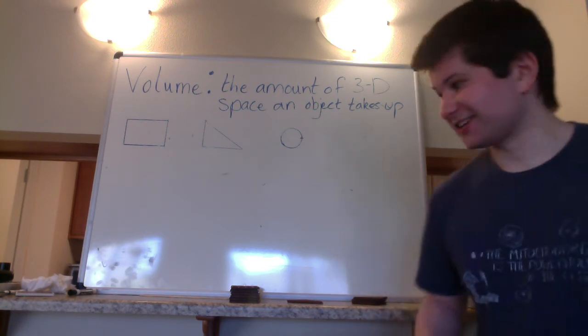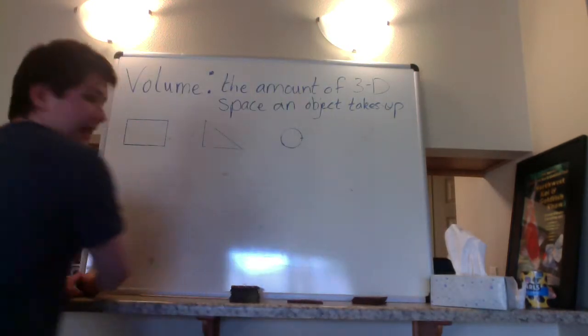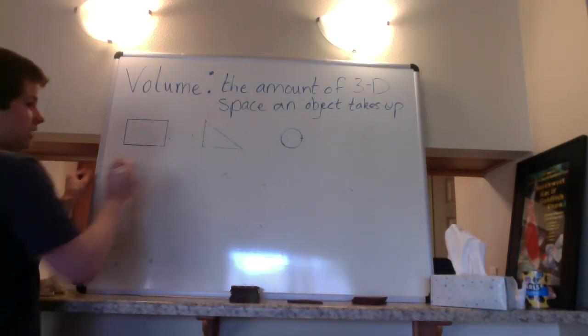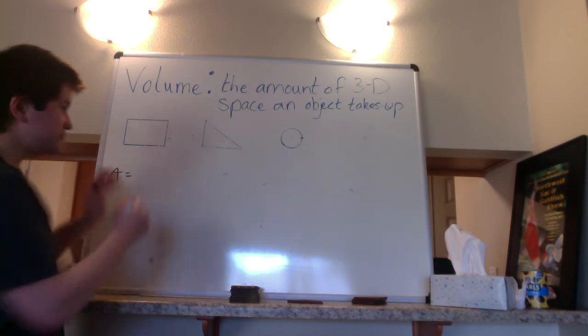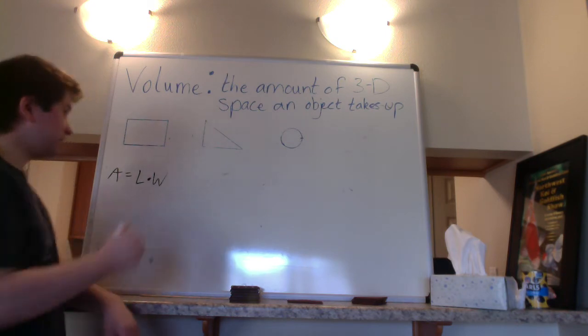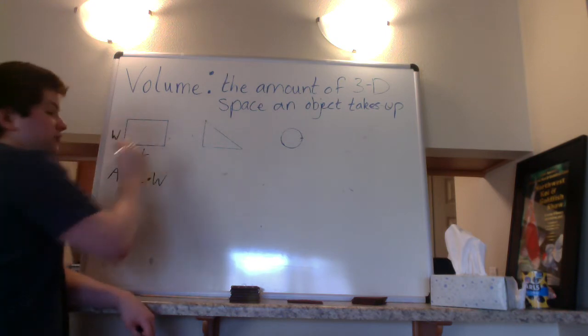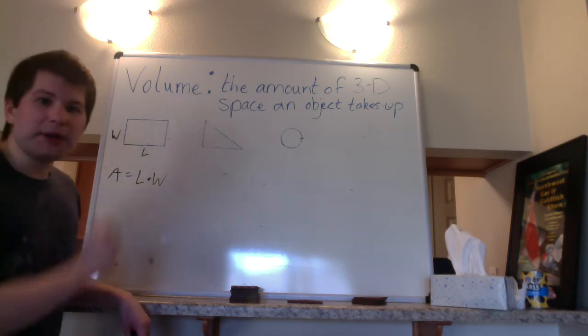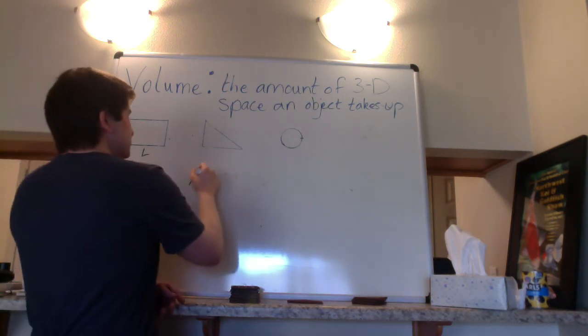All right, let's check. So, for a rectangle, the area is... did you say length times width? If so, well done. Here's your width, here's your length. That's how you find the area of a rectangle. Now how about a triangle? That one's pretty similar.